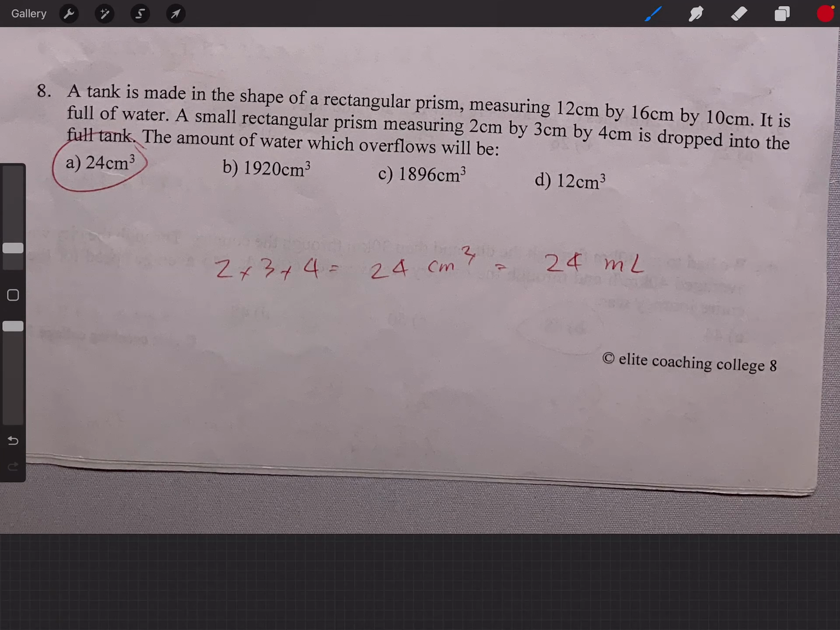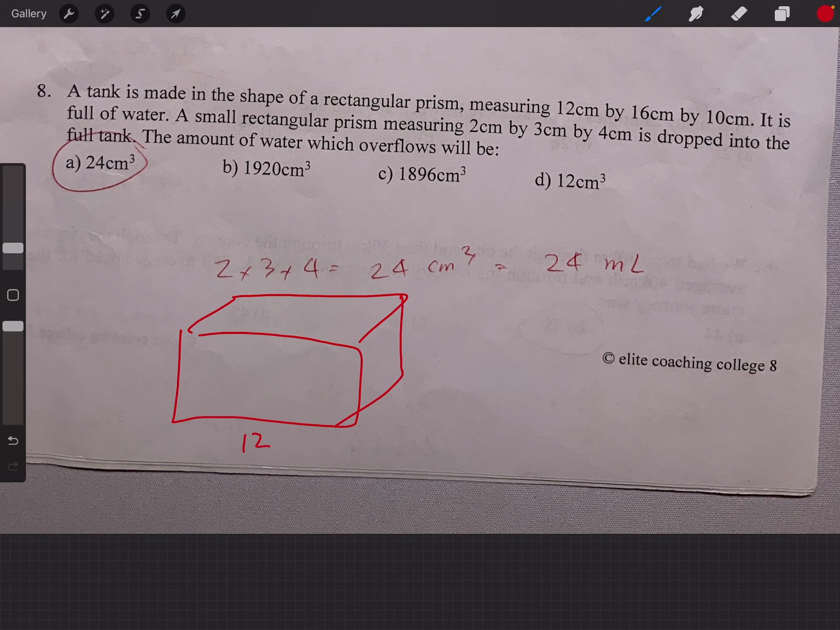Next one says, a tank is made up in the shape of a rectangular prism. So here's the tank, measuring 12 by 16 by 10. Okay. It is full of water. A small rectangular prism, so another piece of rectangular prism, measuring 2 by 3 by 4, is dropped into the tank. How much water overflows? So the amount of water that will overflow depends on the volume of this thing. If the water at the moment is filled to the brim, right? Anything you put in will overflow that amount.